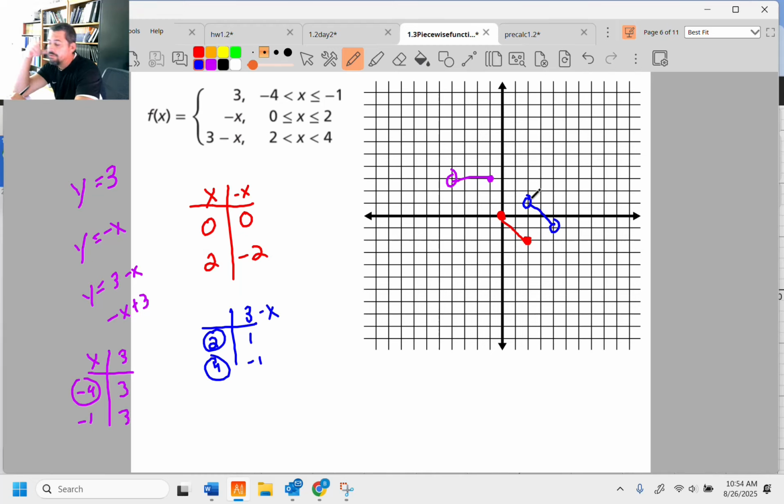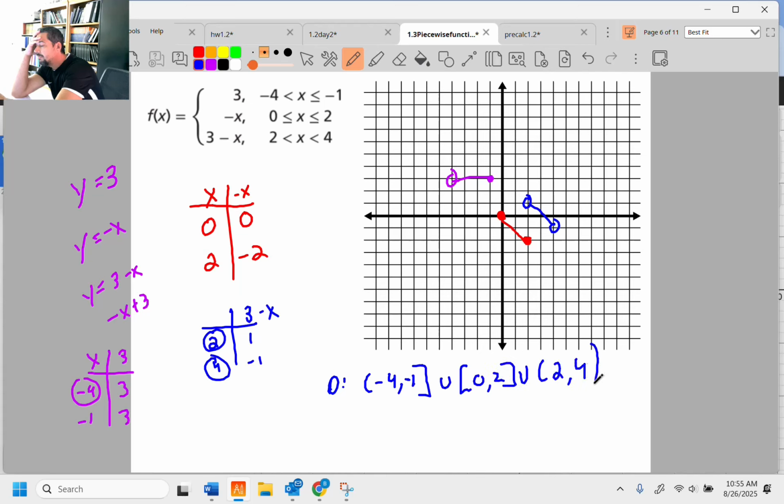Now here's the fun part. What's the domain? Well, we travel from negative 4 to negative 1, parentheses because open hole, bracket on the negative 1, solid dot, and then we jump to the next piece, so union with. This piece starts at 0, stops at 2, and you'd be tempted to write 0 to 2, union with 2 to 4. You see how you have a bracket on the 2? We don't need to talk about that. So this is wrong. This is 0 to 4.